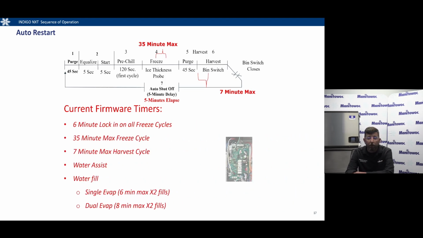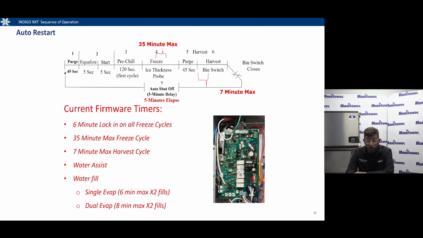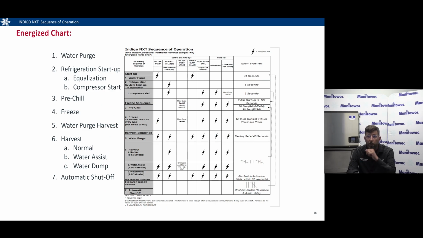So these are our current timers. We have a 6-minute lock-in freeze on all freeze sequences that we do not bypass, 35-minute maximum freeze, 7-minute maximum harvest cycle, second 3.5 minutes is that water assist. Our water fill, we didn't cover it a ton, but if you have one evaporator, the maximum amount of time that the water inlet valve can have power consecutively is 6 minutes. If it does not satisfy your probe within that time, we de-energize it because we don't want to overflow. And for the dual evaporator systems, you have an 8-minute maximum. And here you'll see what's energized when and what we're looking for in our sequence of operations.